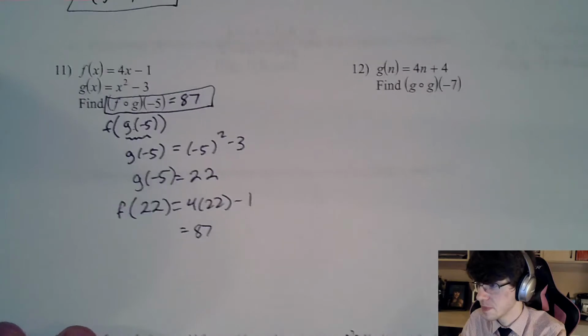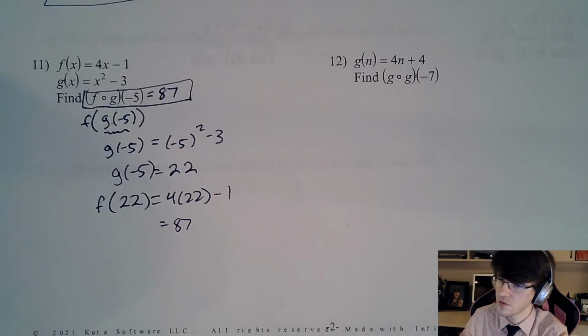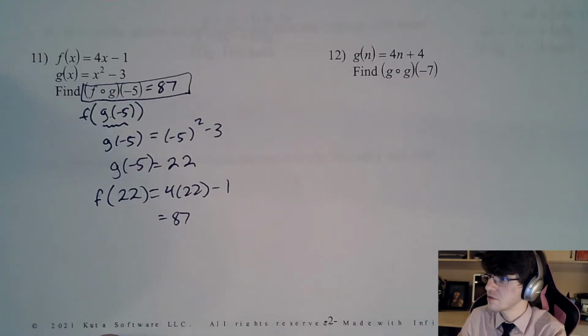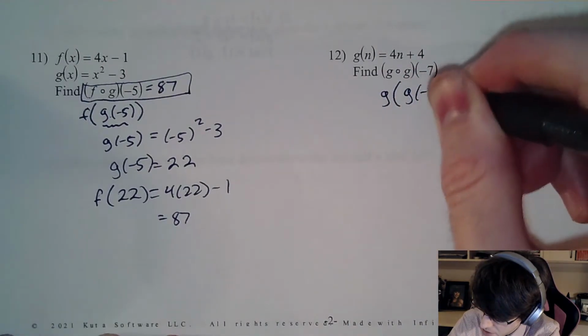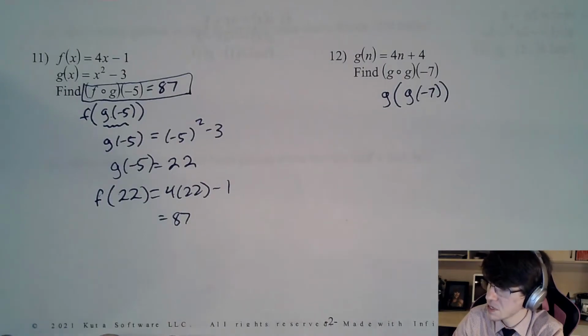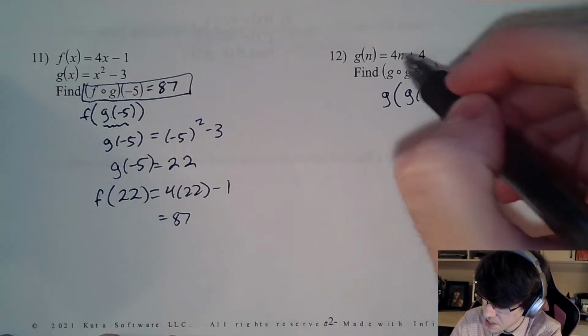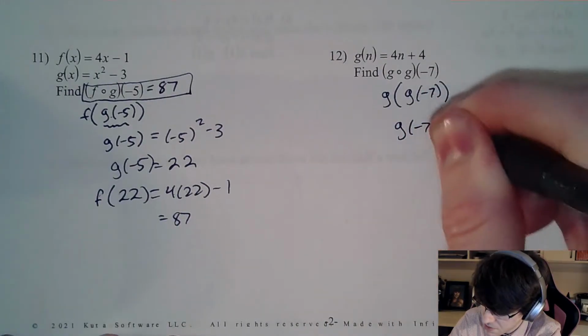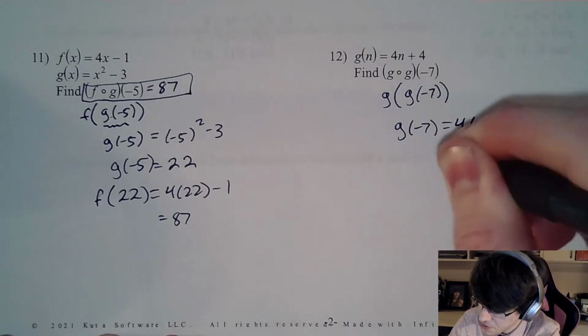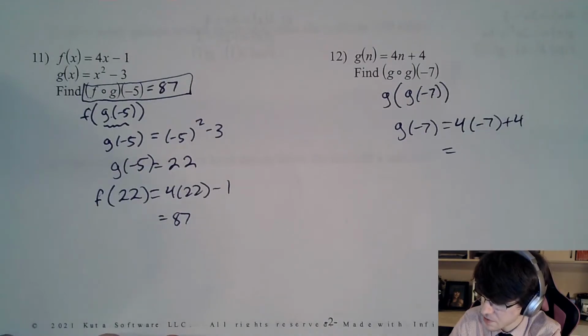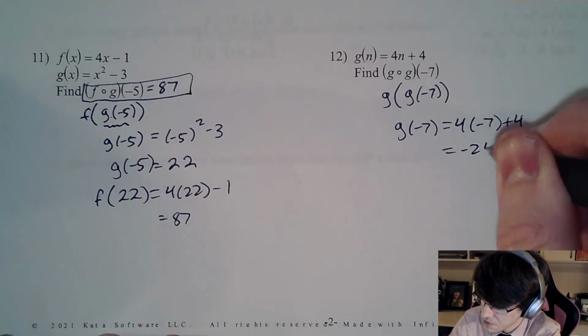Very cool. Number 12, exactly the same concept. So we're going to start off by rewriting as g of g of negative 7, which means that we need to first plug negative 7 into g. So g of negative 7 is 4 times negative 7 plus 4. Negative 7 times 4 is negative 28, plus 4 is negative 24.